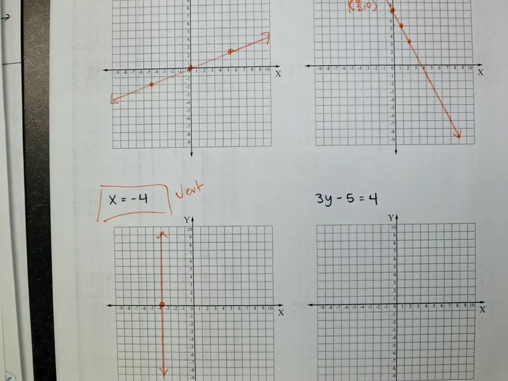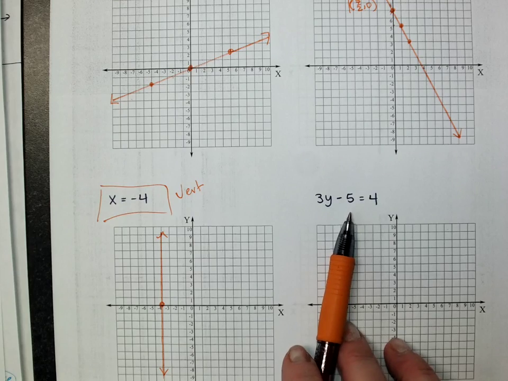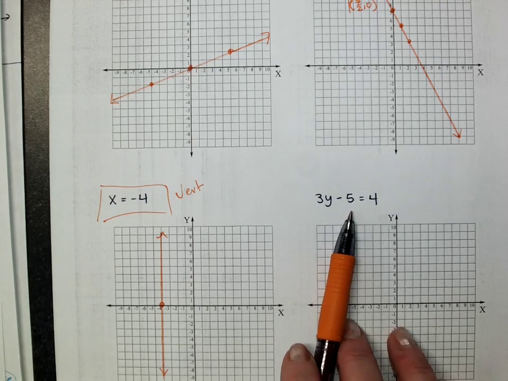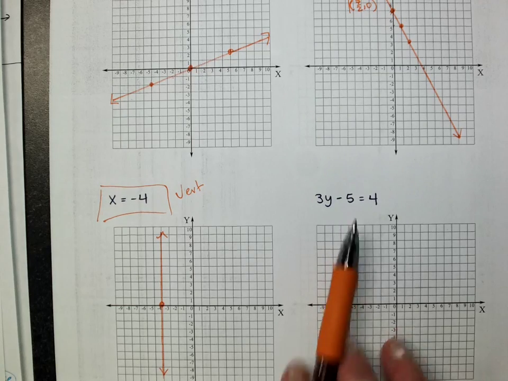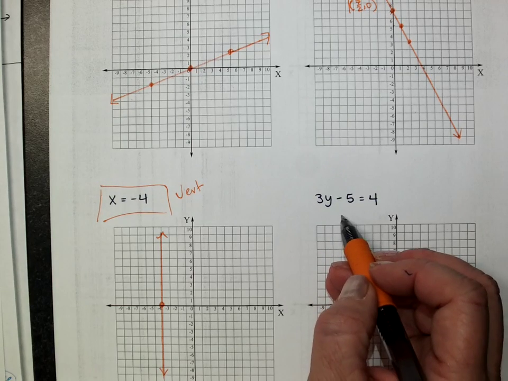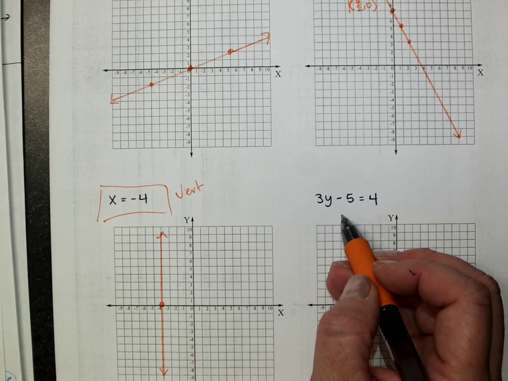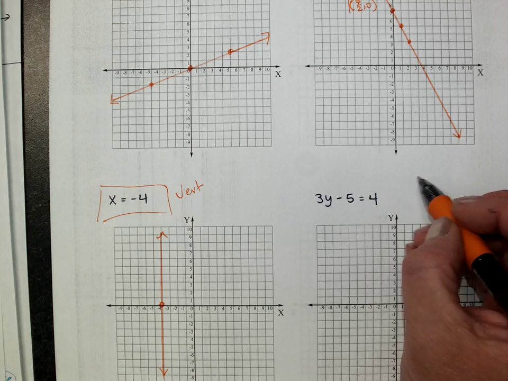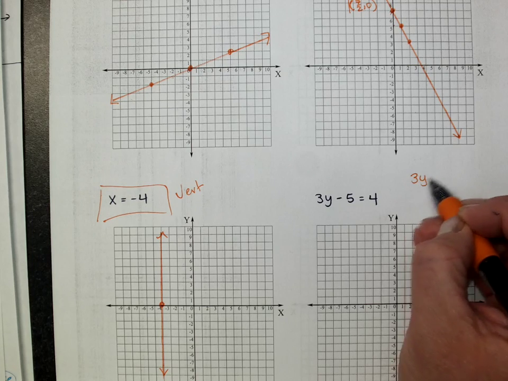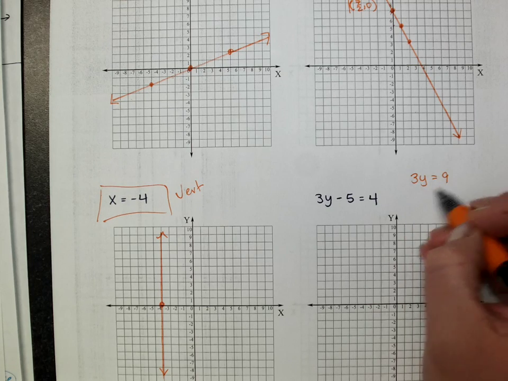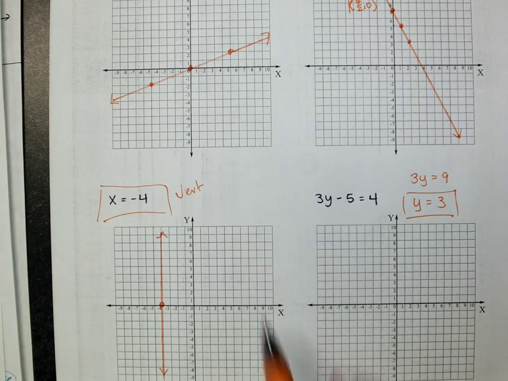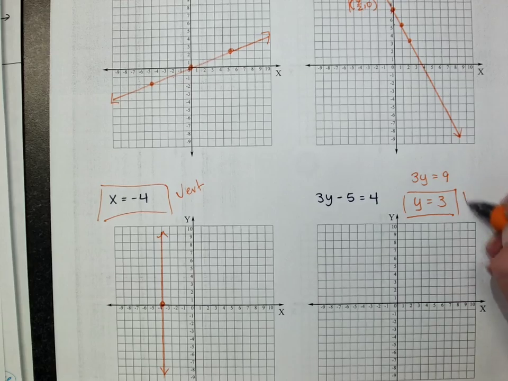Okay. This one right here is a horizontal line. This is not a typo. There's just a y, no x, making it horizontal. Is it ready to graph? Do you know what your y-intercept is yet? You can just switch the 5 over. So you get 3y equals something. You have to solve it for x or y first, and then you can graph it. And that will, of course, give you a horizontal line.